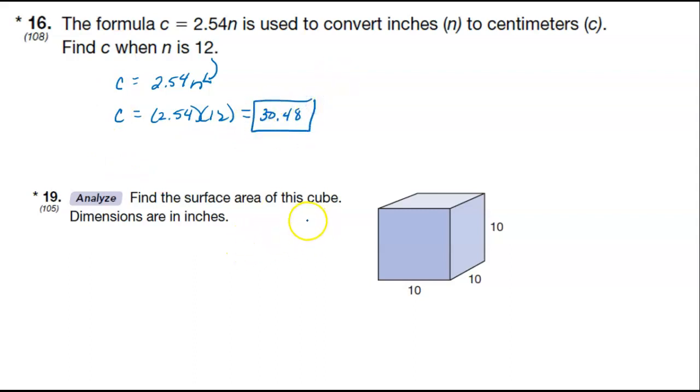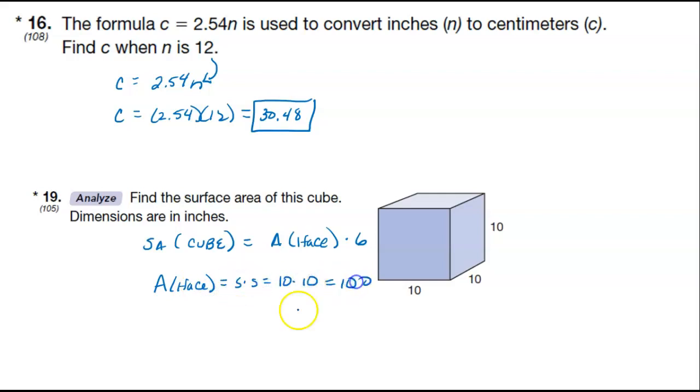Okay, surface area of the cube. So to find the surface area of a cube, we find the area of one face and we multiply it by 6. So here the area of one face is going to be side times side, which is 10 times 10, which is 100. So the area of the whole cube is going to be equal to 100 times 6, which is 600.